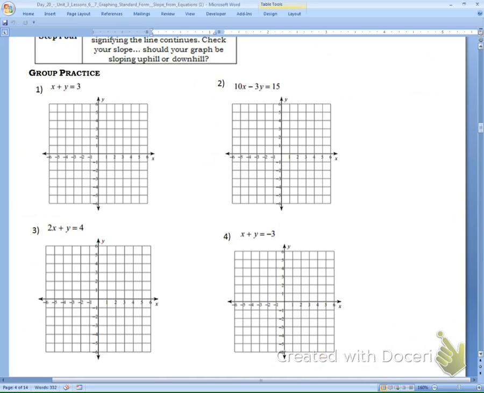Since there's only 4 group practice problems, I'm not going to make a separate file for this. Go ahead and attempt all 4 of these problems on your own. Push pause on the video, and when you are done, push play so you can check your work.